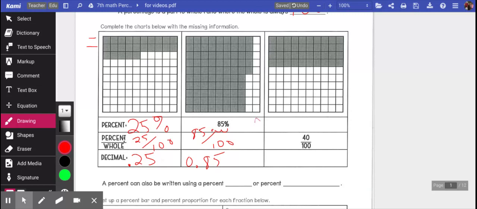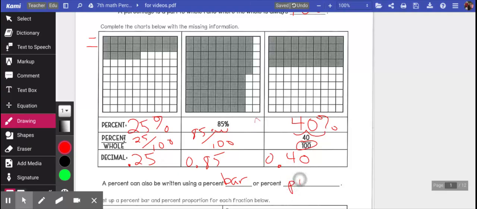Okay, now they give us 40 out of 100. So whenever it's over 100, you know that that's a percent. So we know that's 40%. And then we can move that 2 spaces back to make it 0.4. And you can add the 0 in the front if you want, but you don't have to have it.